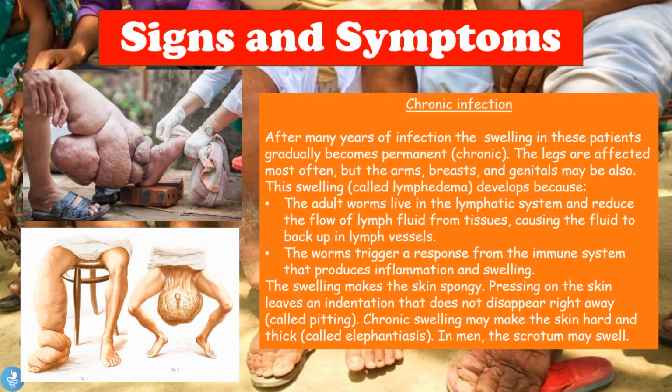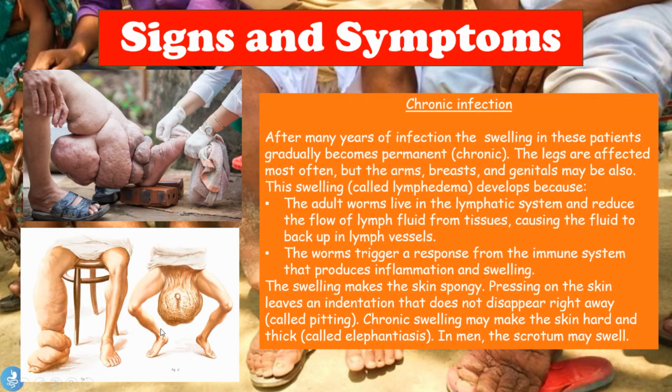So after many years of infection, the swelling in these patients gradually becomes permanent, which means chronic, and the legs are affected most often, but the arms, breasts, and genitals may also be affected. And this swelling is called lymphedema, and it develops because the adult worms live in the lymphatic system and reduce the flow of lymph fluid from the tissues, causing the fluid to back up in the lymph vessels. So these are actually very backed up lymph fluid in the various lymphatic vessels.